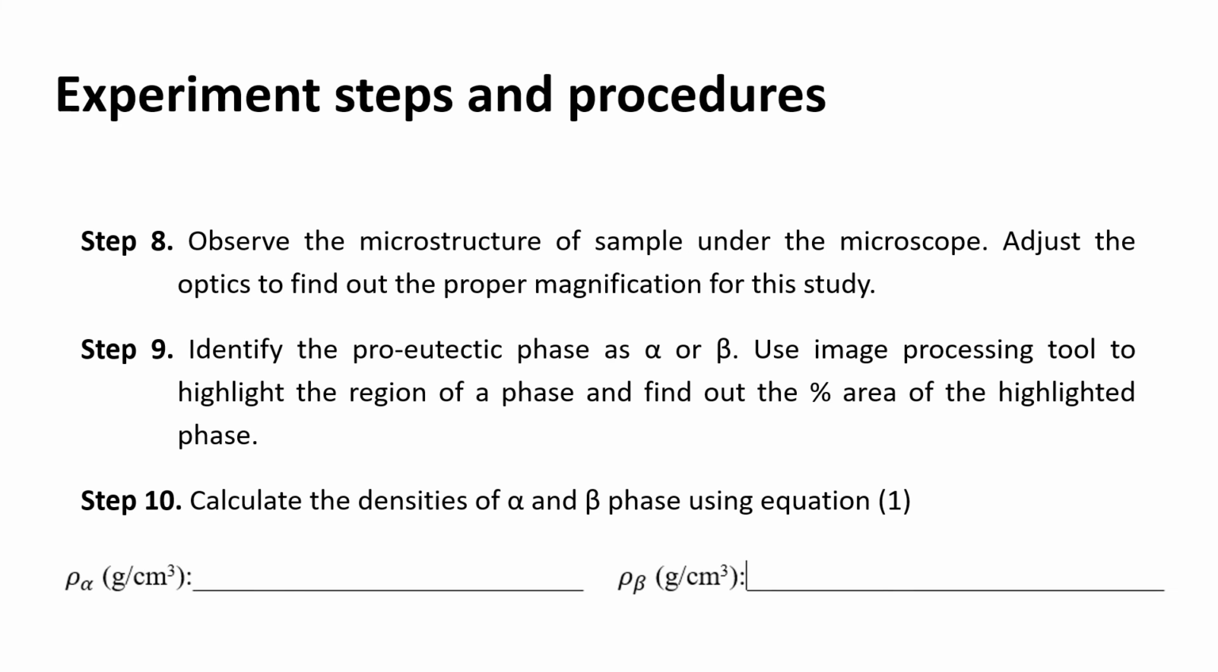Don't worry, we have almost finished this video. There are a lot of steps, but we need to take care about that. Step 8. Observe the microstructure of the sample under the microscope. Use the optics to find the proper magnification for this study. Step 9. Identify the eutectic phase as alpha or beta. Use the image processing tool to highlight the region of a phase and find the percentage of area of the highlighted phase. Step 10. Calculate the density of alpha and beta phases using equation number 1.